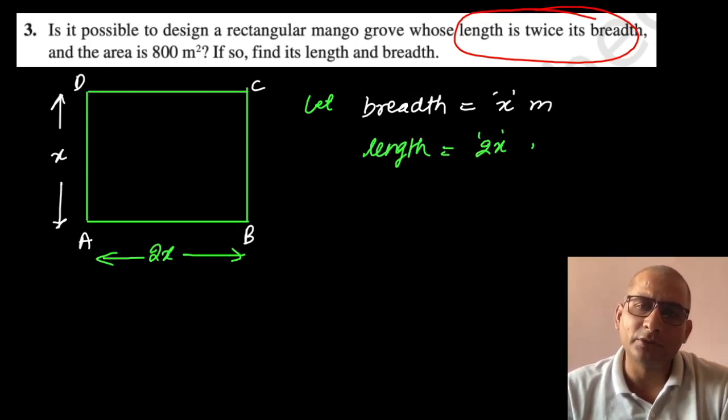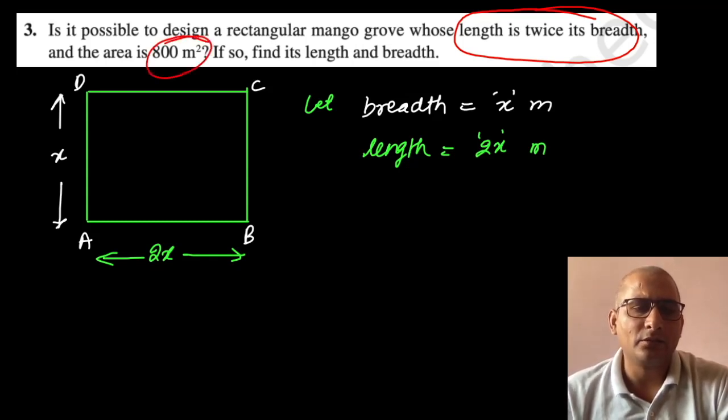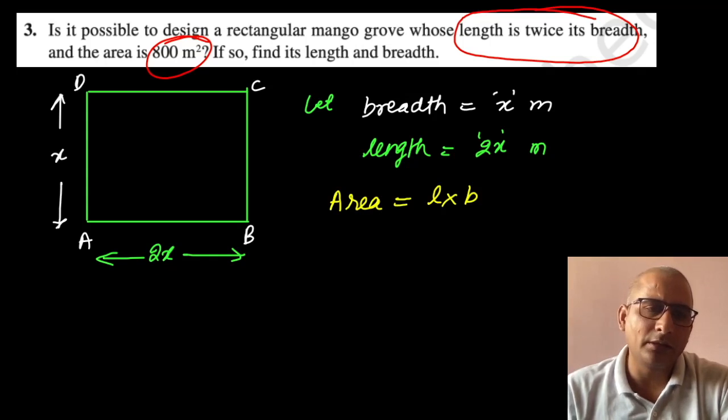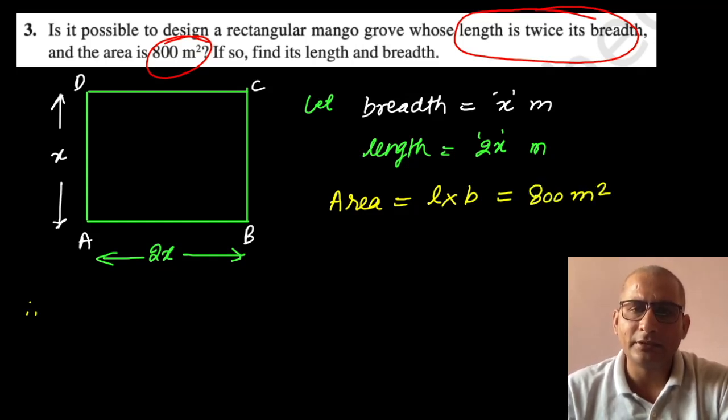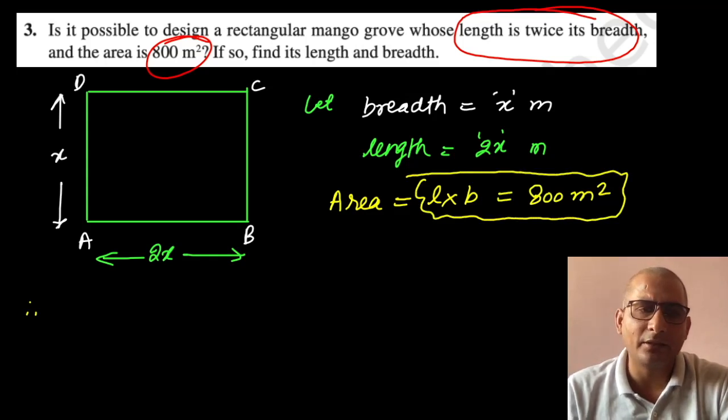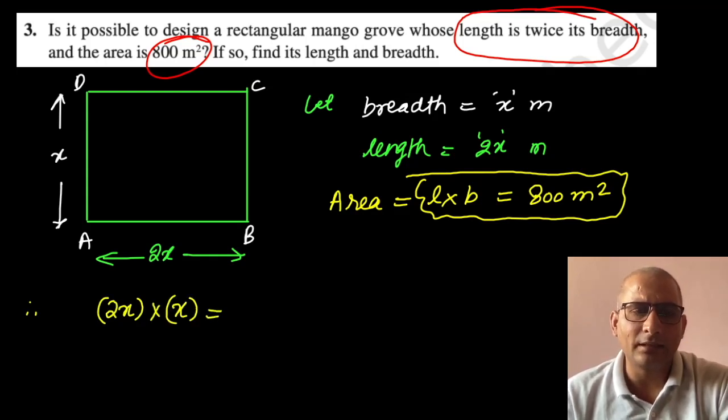So we need to check, is it possible to make such a rectangle when the area is 800 meter square? We know that area is equal to length into breadth. The area is given as 800 meter square. So I take this relation and write it on this side. At the place of length I put 2x, at the place of breadth I put x, so 2x into x is equal to 800, right? Now it can be written as 2x square is equal to 800.